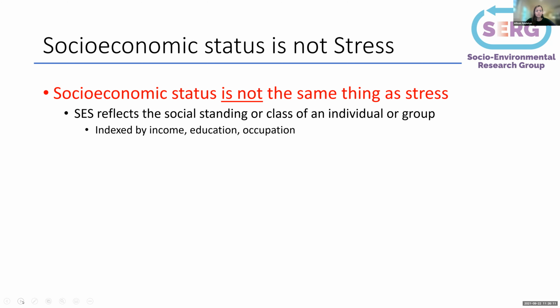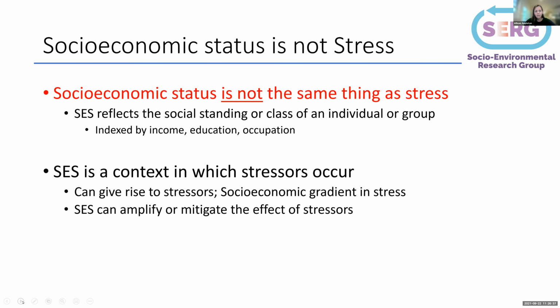Now, it's important to note that socioeconomic status is not the same as stress. Sometimes these factors are conflated in the literature. They should not be. They are different constructs. Socioeconomic status, or SES, reflects the social standing or class of an individual or group. And this is typically indexed by income, education, occupation, at least in the US. That's how we typically classify this construct. Now, socioeconomic status is a context in which the stressors occur.